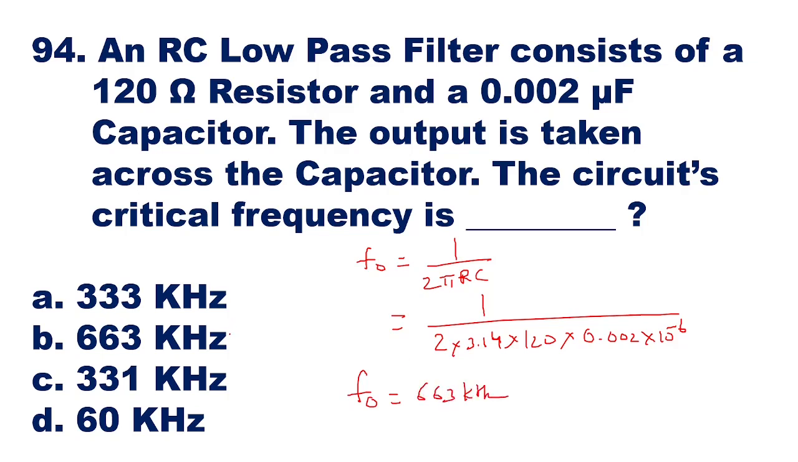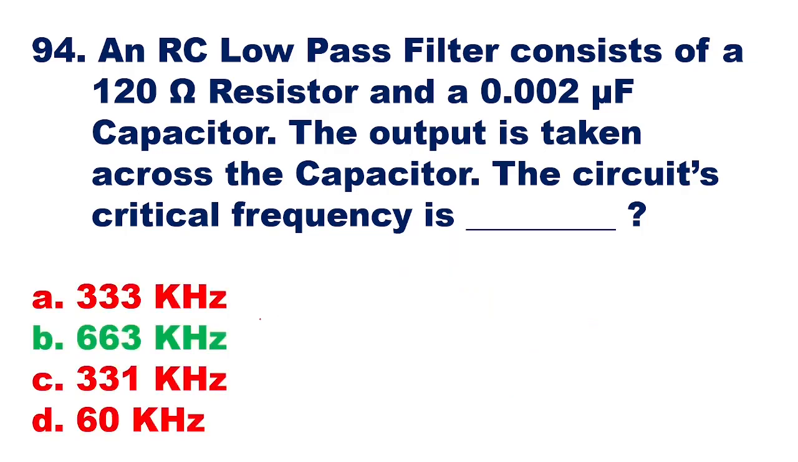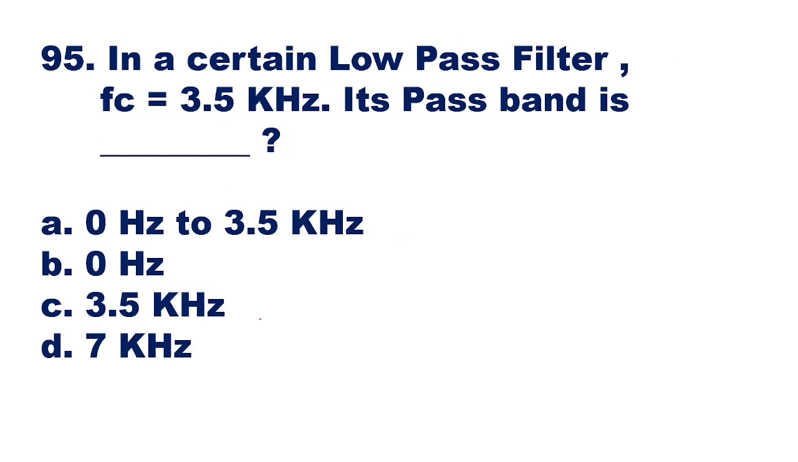So here option B will be the right answer, that is 663 kilohertz. For this numerical example, option B is the right answer, that is 663 kilohertz. Next, we'll go to the next question. In a certain low pass filter, the cutoff frequency is 3.5 kilohertz.